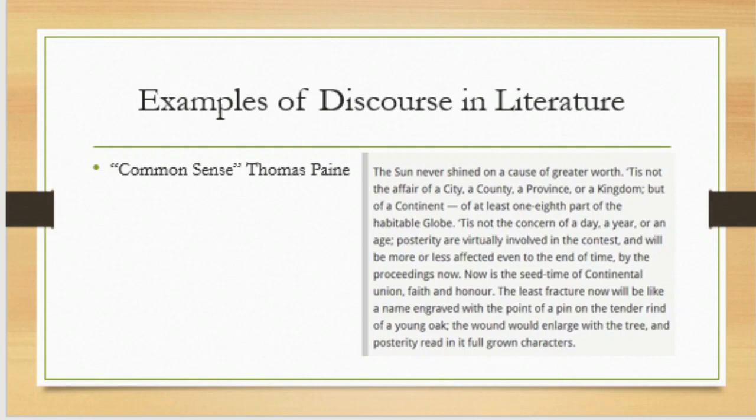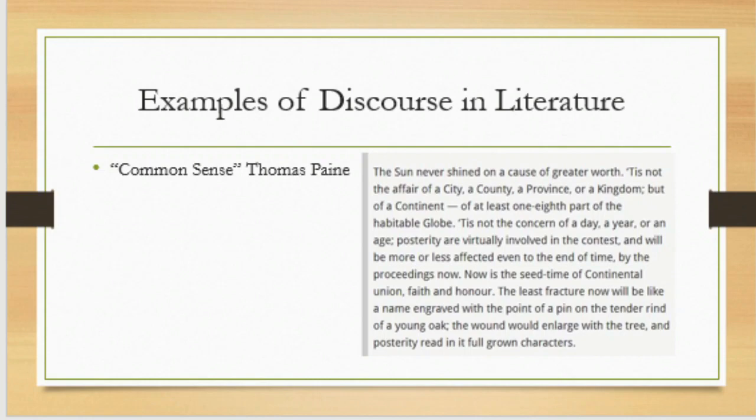The sun never shined on a cause of greater worth. 'Tis not the affair of a city, a county, a province, or a kingdom, but of a continent, of at least one-eighth part of the habitable globe. 'Tis not the concern of a day, a year, or an age. Posterity are virtually involved in the contest, and will be more or less affected, even to the end of time, by the proceedings now. Now is the seed time of continental union, faith and honor. The least fracture now will be like a name engraved with the point of a pin on the tender rind of a young oak. The wound would enlarge with the tree, and posterity read it in full-grown characters.